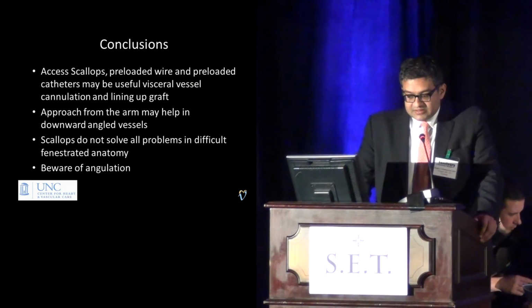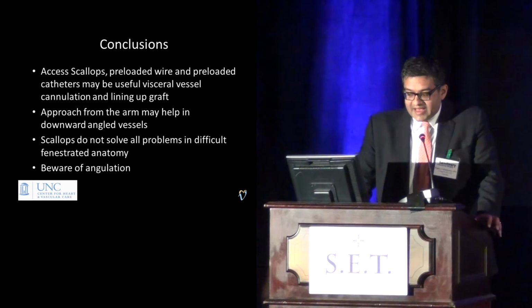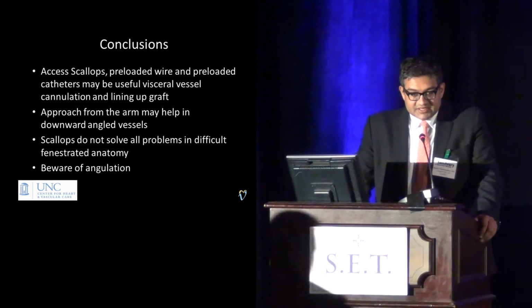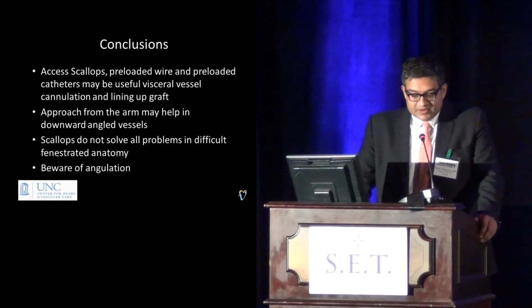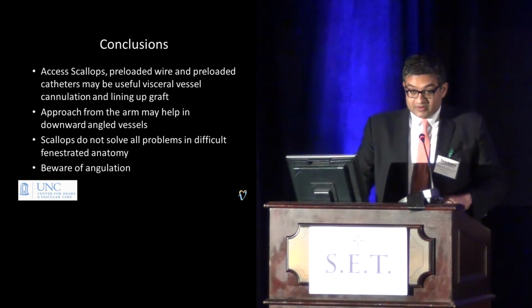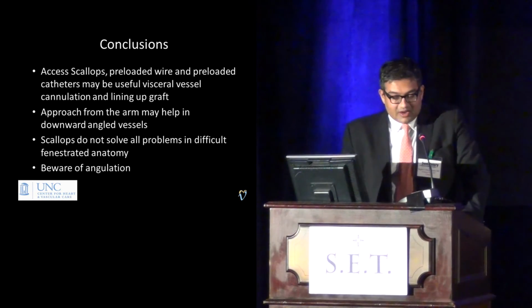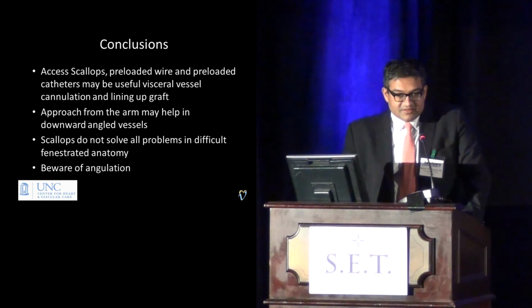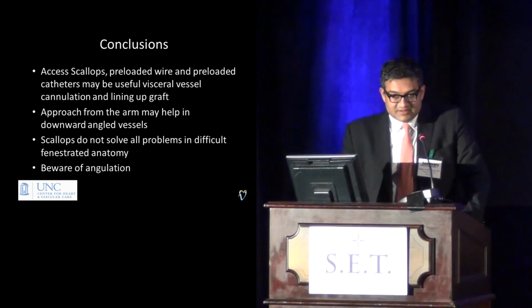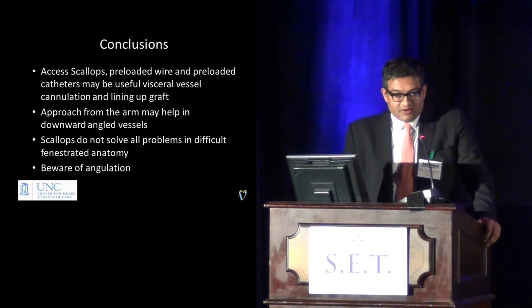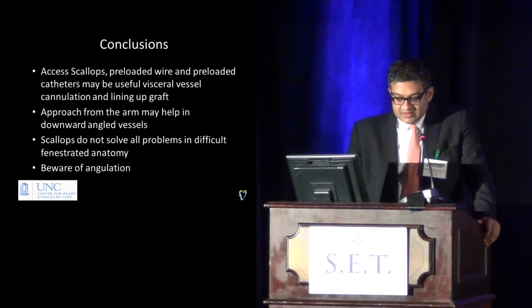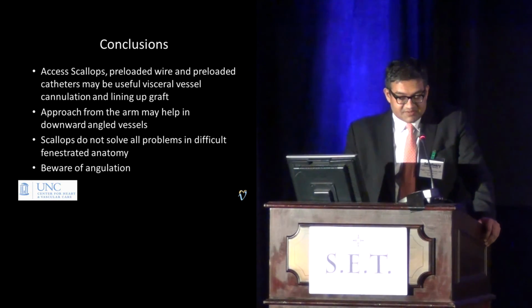So in conclusion, access scallops, preloaded wires, and preloaded catheters are useful adjuncts in treating difficult fenestrated aortic anatomy. Approach from the brachial or axillary access may help in downward angled vessels. Scallops are sort of backups, but they don't solve all problems in difficult fenestrated anatomy. Still, there are indications for different devices. Angles, especially in the visceral segment of the aorta, are difficult problems to deal with, and they should be approached with caution in these patients.